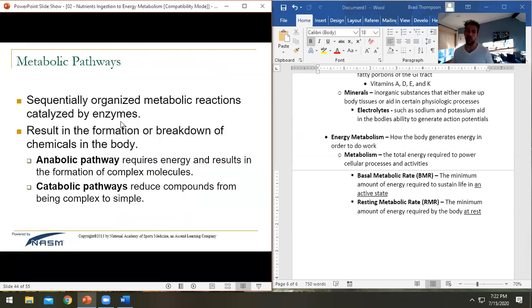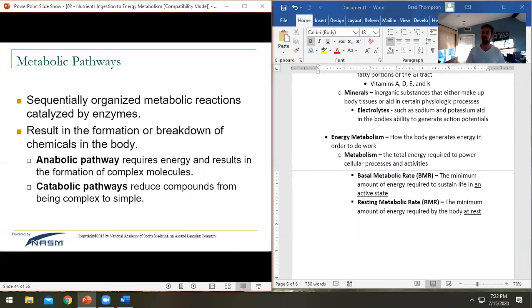So your metabolic pathways, like we've talked about in the past, are organized to be able to do that. You're going to start anaerobically with no oxygen, and then you are eventually going to switch into your aerobic metabolism.